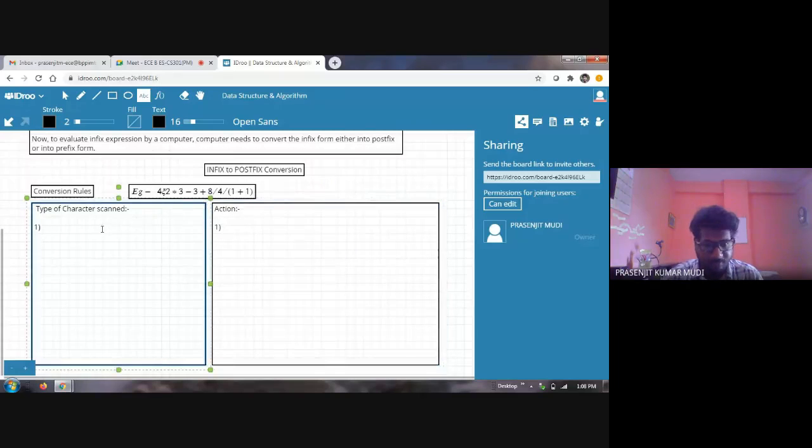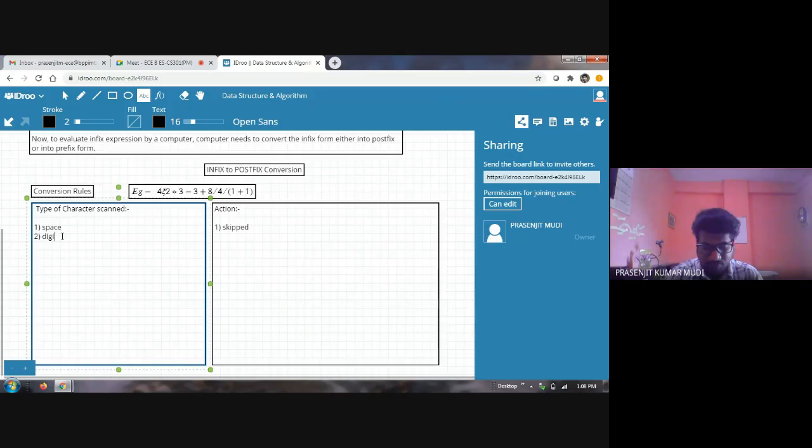So first, suppose the character scanned is a space. The action to be taken is simply to skip it, nothing to do at all about the space. So space is simply ignored. You know there are 128 standard characters, out of which space is also a character.